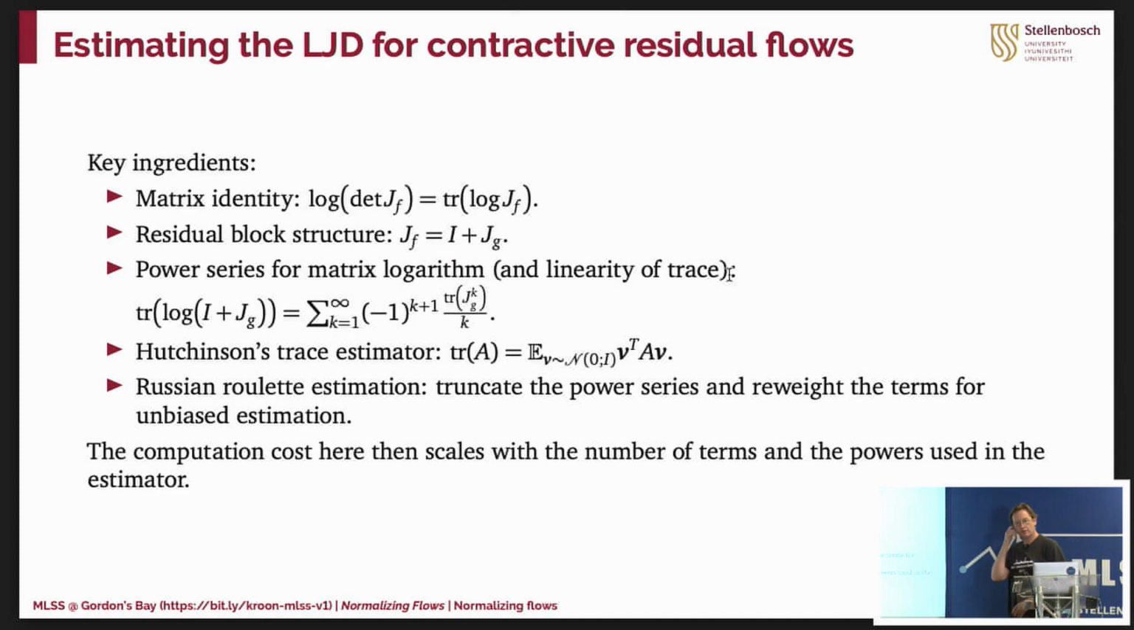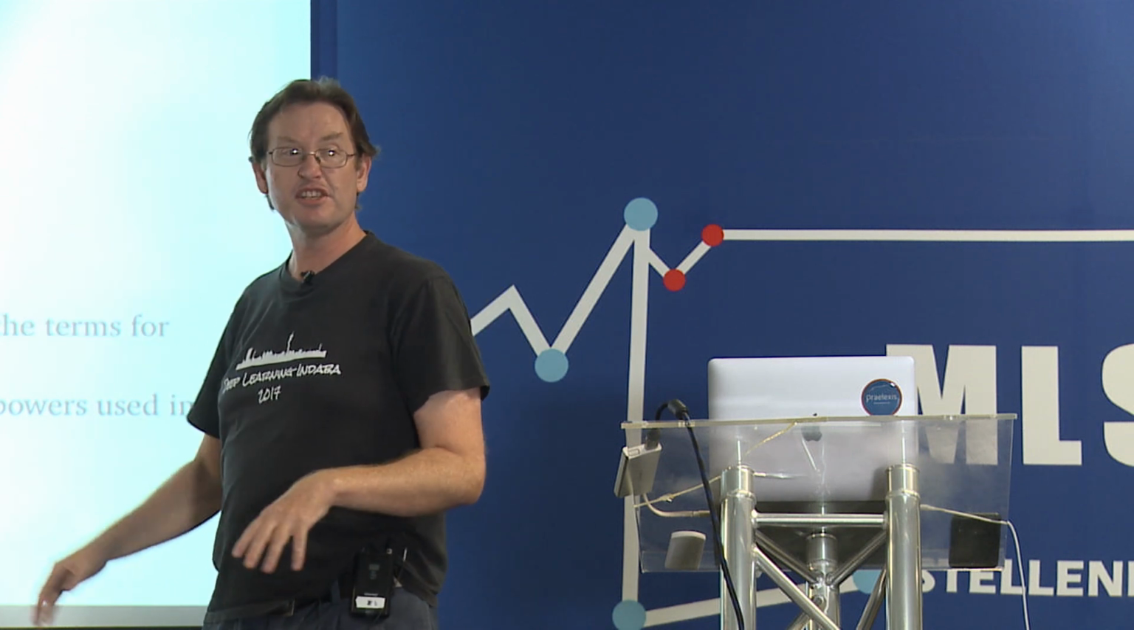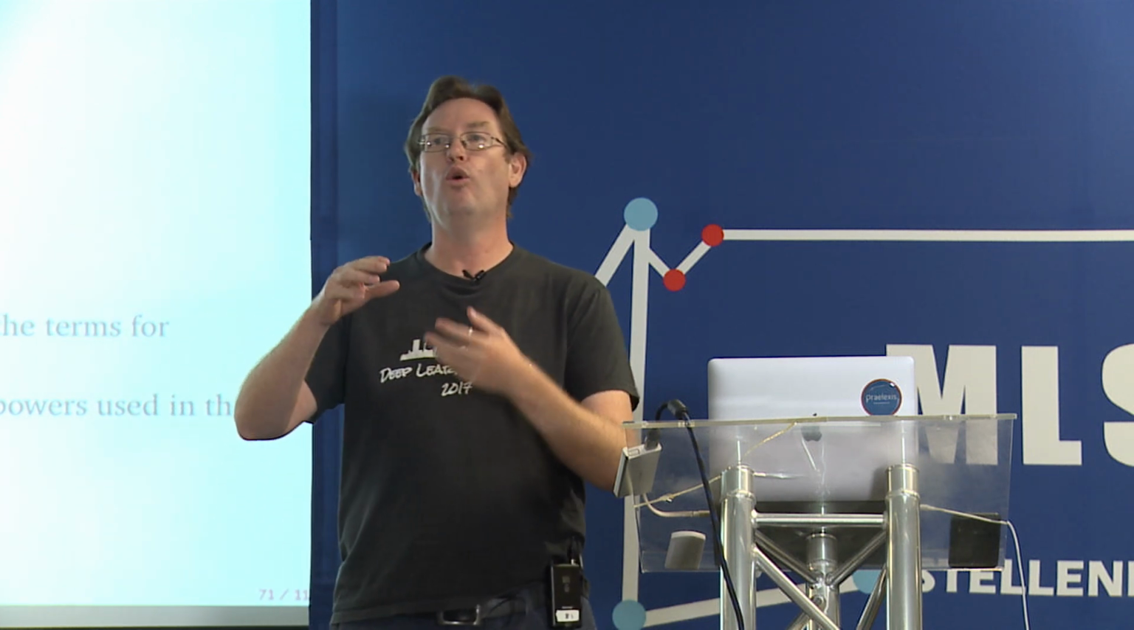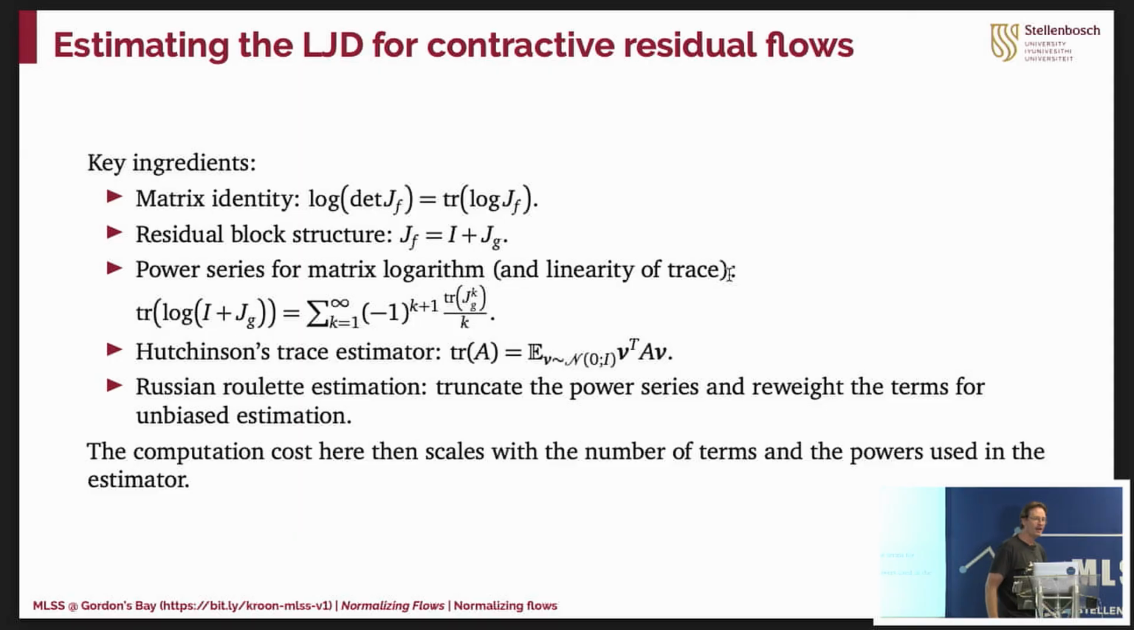Okay, so I'm not going to go into all the detail, but there are some key ingredients, so this just gives you a flavor of all the moving parts that go into trying to estimate this. So the first thing is a bit of matrix calculus. There's a matrix calculus identity that says that if a matrix is invertible, then its log determinant is equal to the trace of its log. Okay, so this is the matrix logarithm.